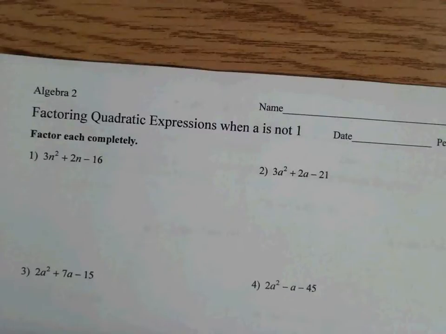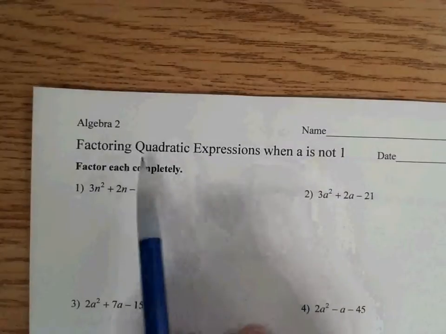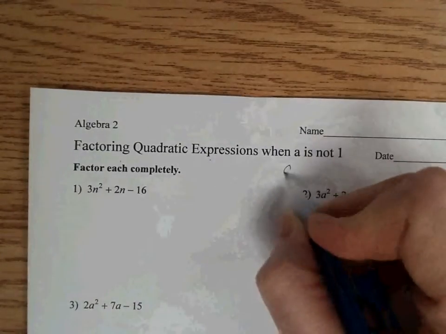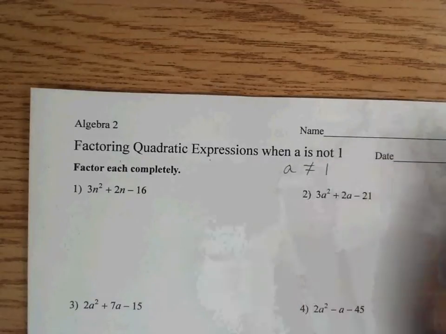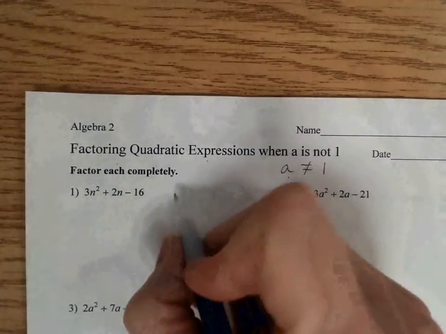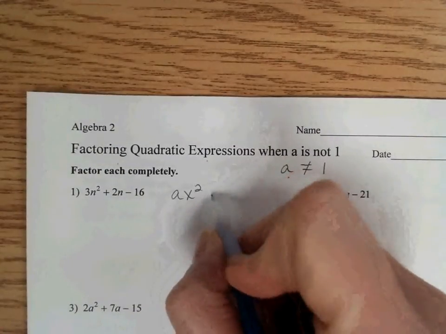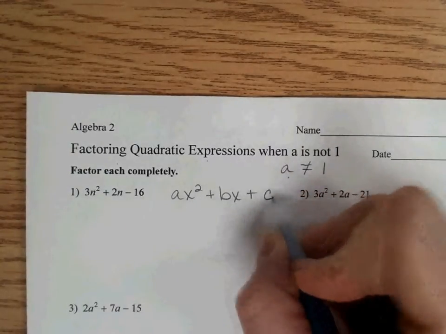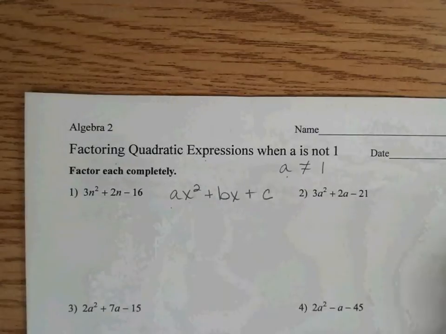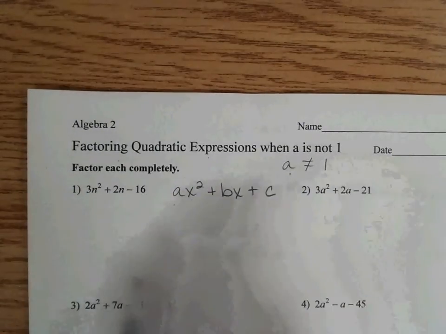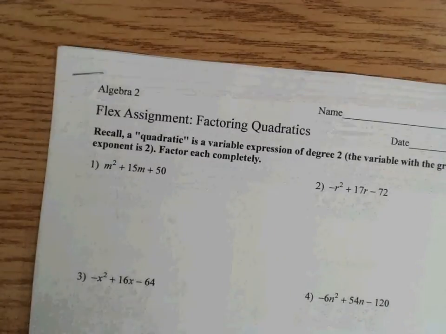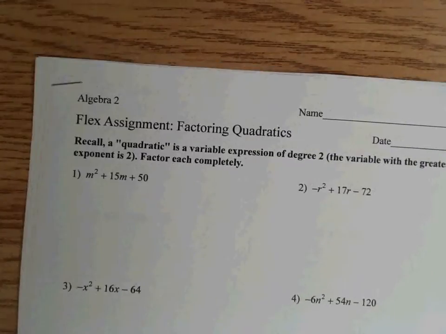Good morning. Today's lesson is factoring quadratic expressions when a is not 1, or a does not equal 1. And remember that a is in reference to the standard form of a quadratic, ax squared plus bx plus c. So a is the coefficient of our squared term. And we'll talk about that. This is an extension of the factoring that we've been doing for this entire section.